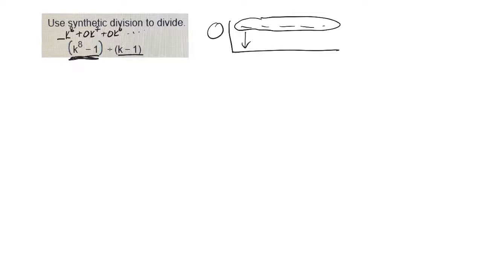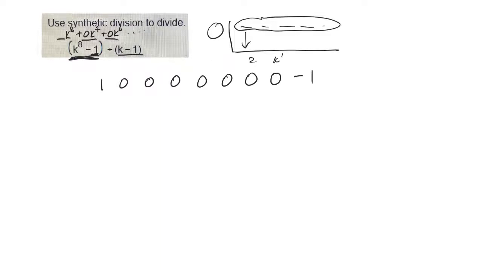Okay, so I'll have a 1 for k to the 8th, 0k to the 7th, 6, 5, 4, 3, 2, 1, and then this number here, the negative 1, is the constant term. Let me just make sure that's right. So k to the 8th, k 7, 6, 5, 4, 3, 2, k to the 1st, and then that one's the last one. Yeah, we're all good then.